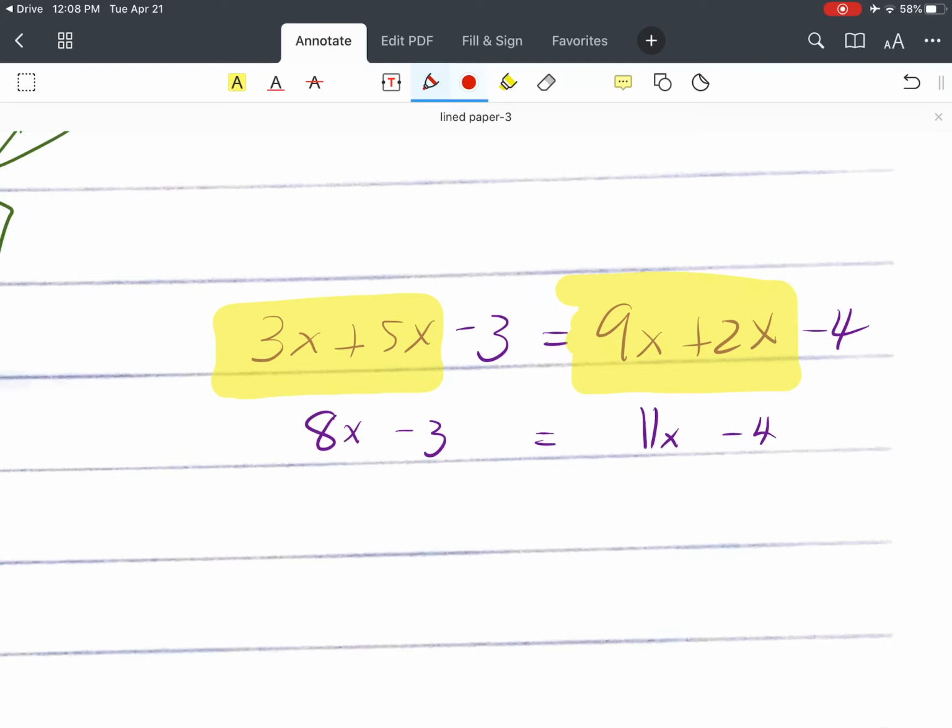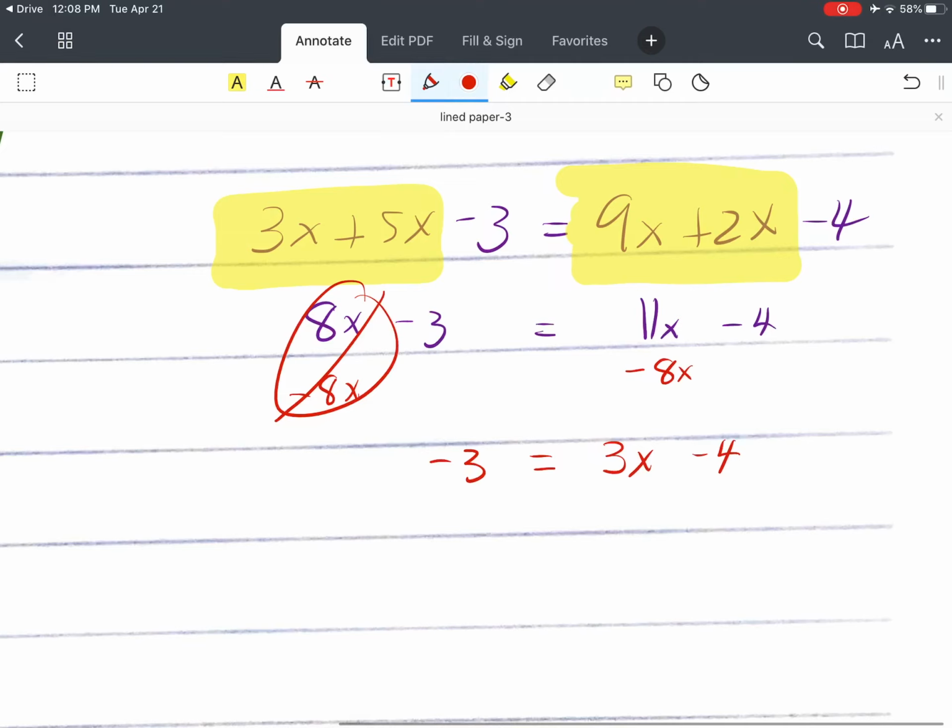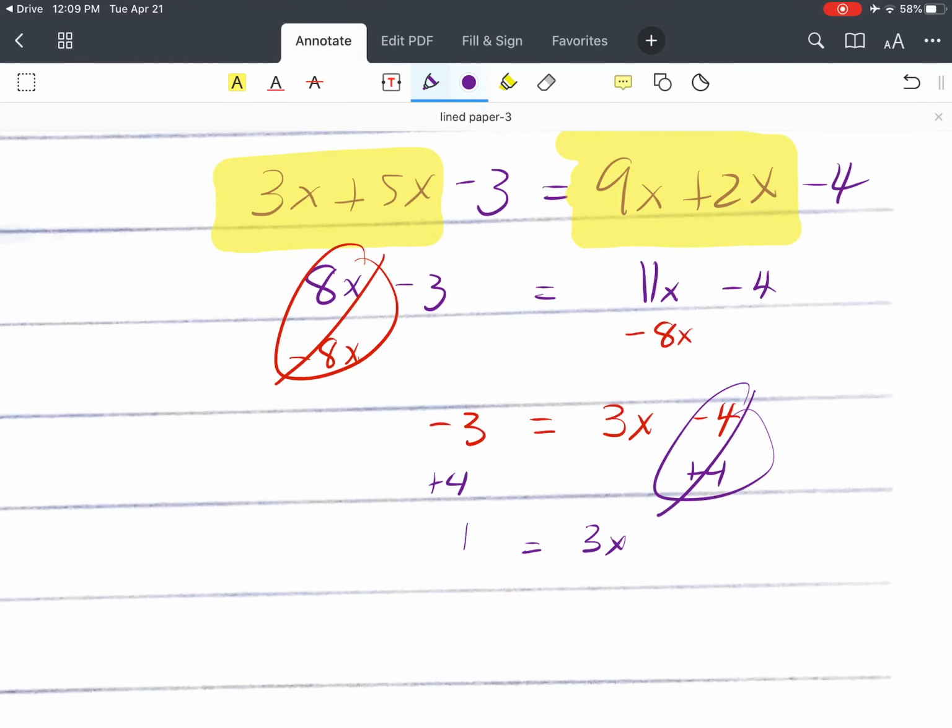Just like in the previous problem, I hate having negative numbers, so instead of subtracting 11x from both sides, I'm going to take away 8x from both sides of the equation. That's a 0. I'm left with negative 3 is equal to 3x minus 4. We know how to solve this type of problem. The opposite of a negative 4 is adding 4. We're going to add 4 to both sides. That's a 0. So 3x equals a positive 1.